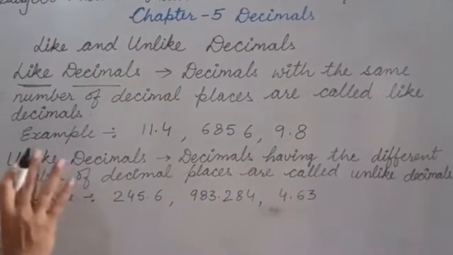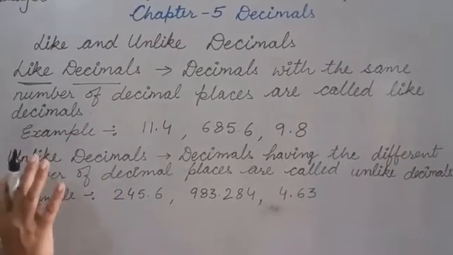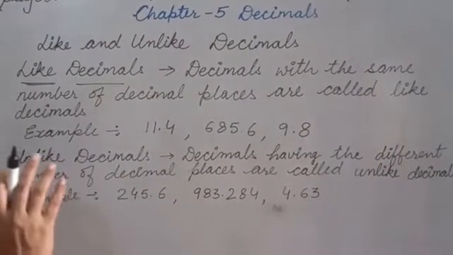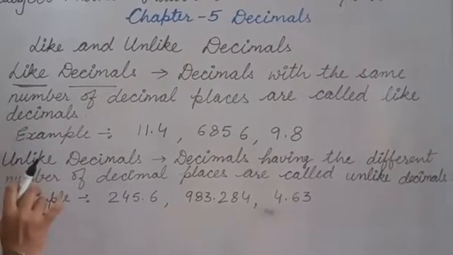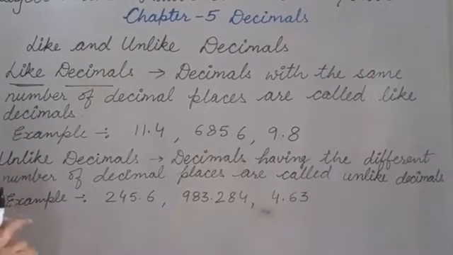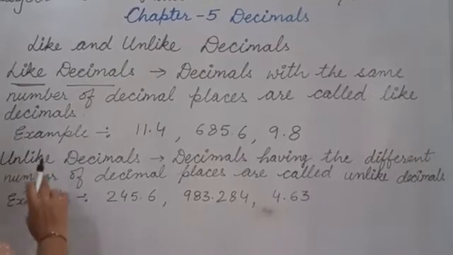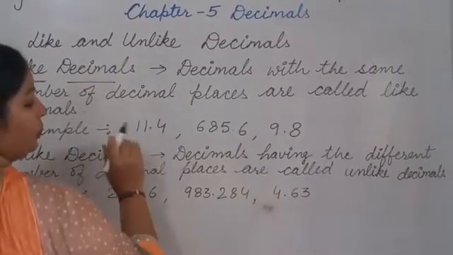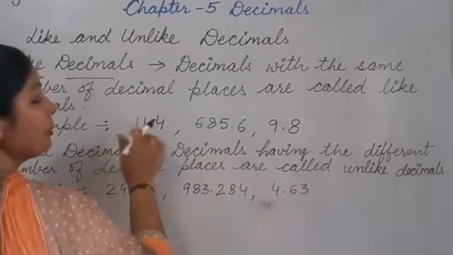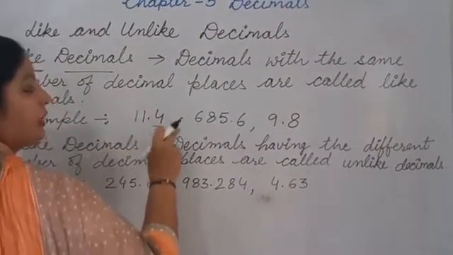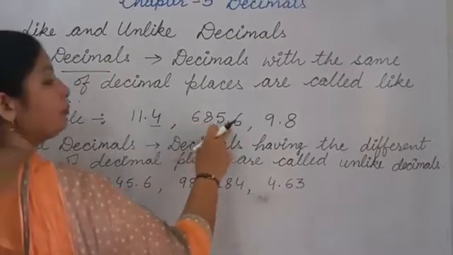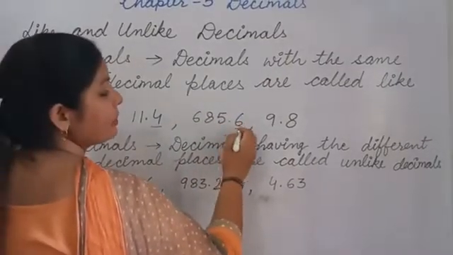जिसमें सेम नंबर ऑफ डेसिमल प्लेस हो. डेसिमल प्लेस हमें, होल नंबर से कोई मतलब नहीं है. होल नंबर कम ज्यादा हो सकते हैं, बट डेसिमल प्लेस क्या होनी चाहिए? सेम. दैट आर कॉल्ड लाइक डेसिमल्स. फॉर एग्जांपल 11.4. अब हमें होल से यहाँ पे कोई मीनिंग नहीं है. हमें देखना है डेसिमल प्लेस. देयर इज 1. देन वी हैव 685.6. देयर इज आल्सो वन डेसिमल प्लेस.